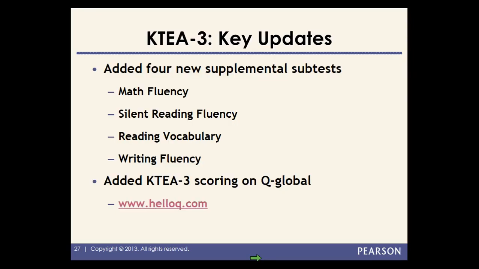Okay, so let's talk about some of the key updates as well. There are going to be 4 new supplemental subtests, and those are the ones that I have listed here: math fluency, silent reading fluency, reading vocab, and writing fluency. In addition, we do have the KTEA-3 scoring on Q Global, like I talked about before. If you are not familiar with Q Global, it replaces the computer-based scoring programs that we've had in the past. That's Psycore and Harcourt and everybody, AGS, that we've had in the past.